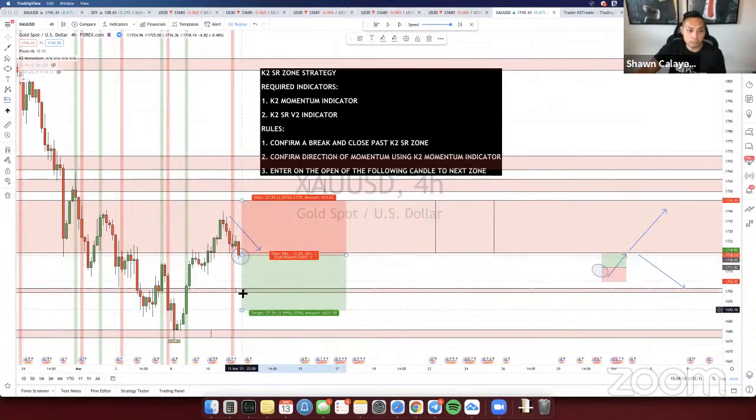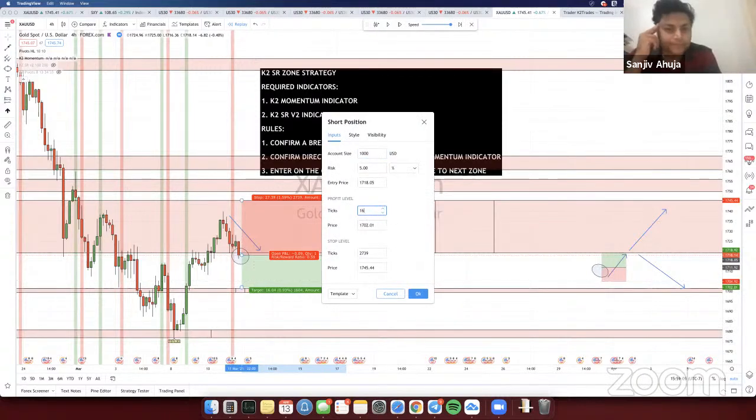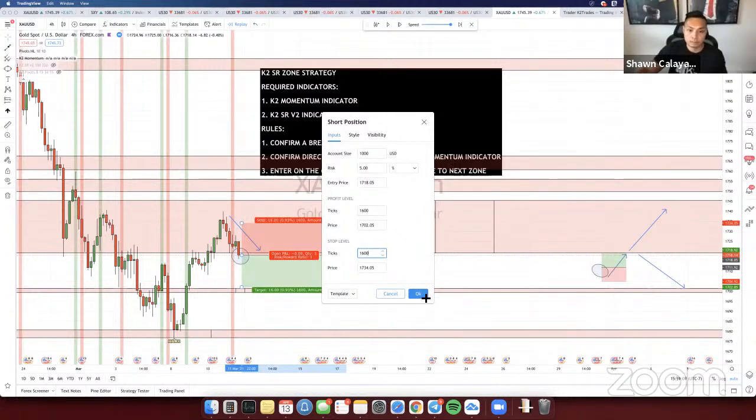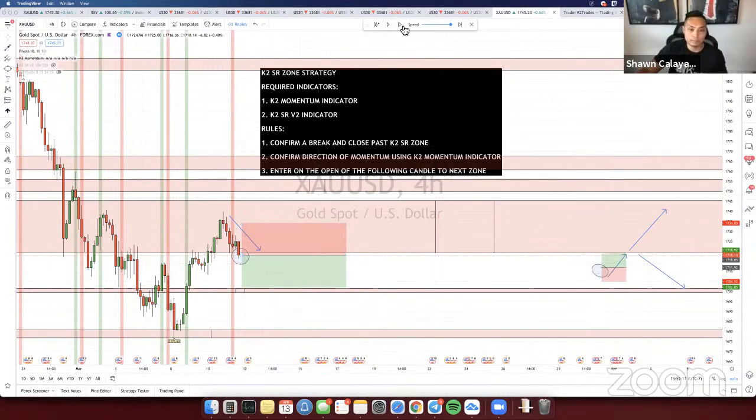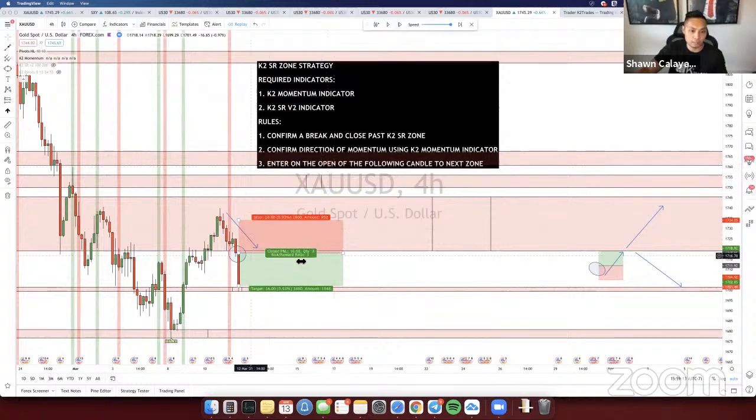So with this right here, you enter your short position right here. And then you're just going to go and reach for this next zone right here, which would be estimated at about 1,600 pips. So when you have that set up right there, you let it run. And there you go, straight to TP.